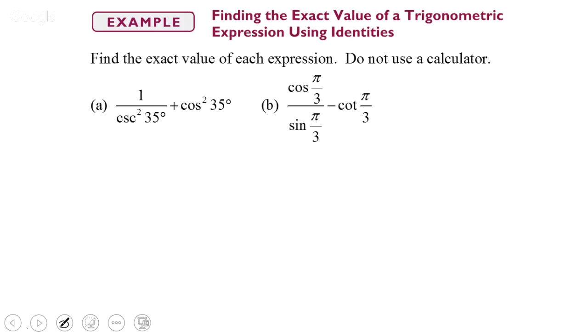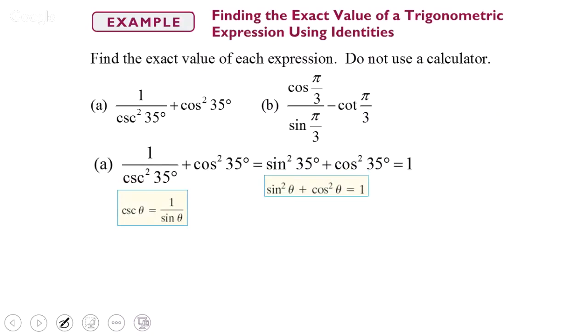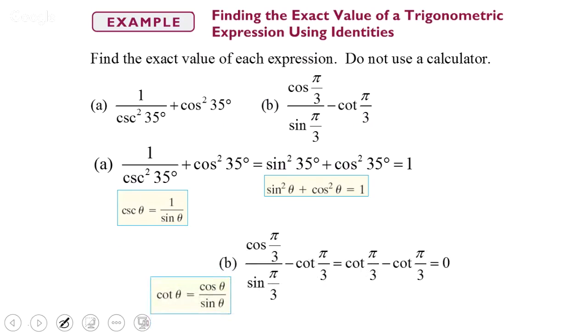So 1 over cosecant squared of 35 degrees plus cosine squared of 35 degrees. Well, 1 over cosecant squared, there's a reciprocal identity. That's going to be sine squared. So sine squared plus cosine squared, we know equals 1 from the Pythagorean identity. So that's a way to find this without a calculator, just using the identities. Letter B, we have cosine over sine minus cotangent of pi over 3. Well, cosine over sine is cotangent, and then cotangent of pi over 3 minus cotangent of pi over 3 is just 0.